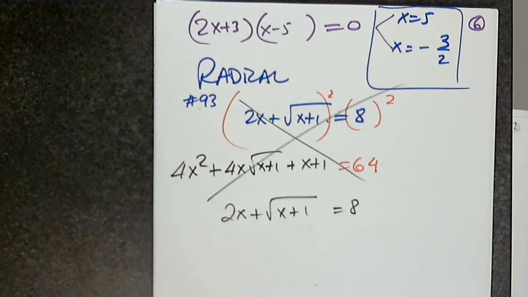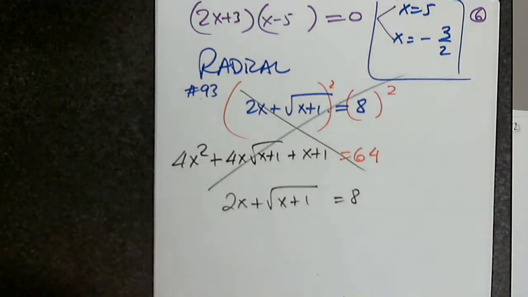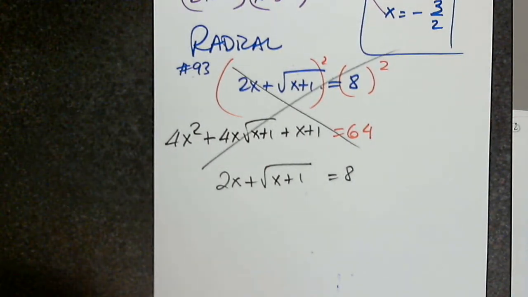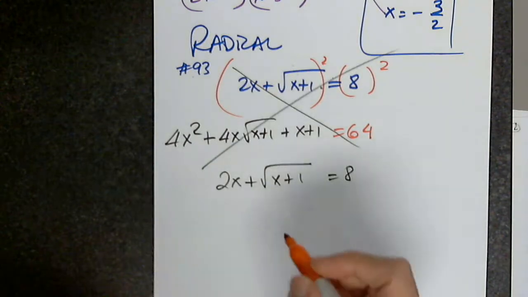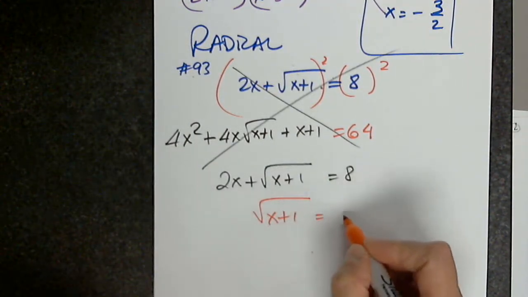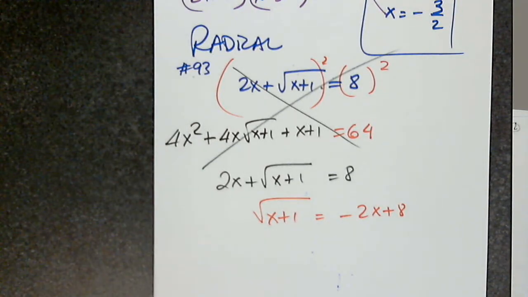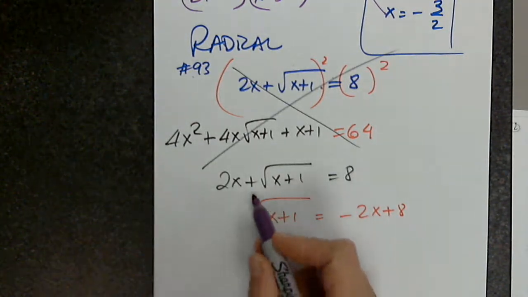Get the radical by itself. Very good. Because we have only one radical. There are equations in which there are 2 radicals present, which is a different story. But yes, indeed, we have to isolate the radical. I completely agree. Now, what do you think we're going to do? Yes, indeed.